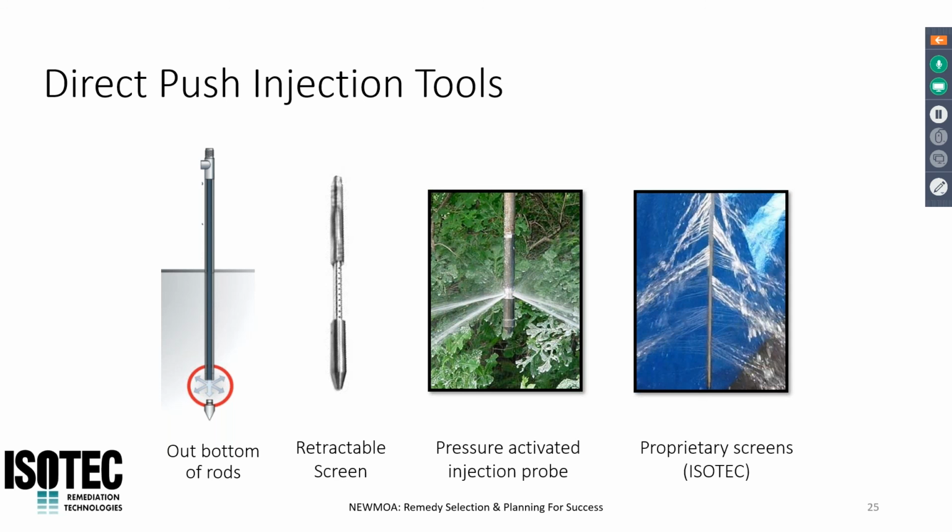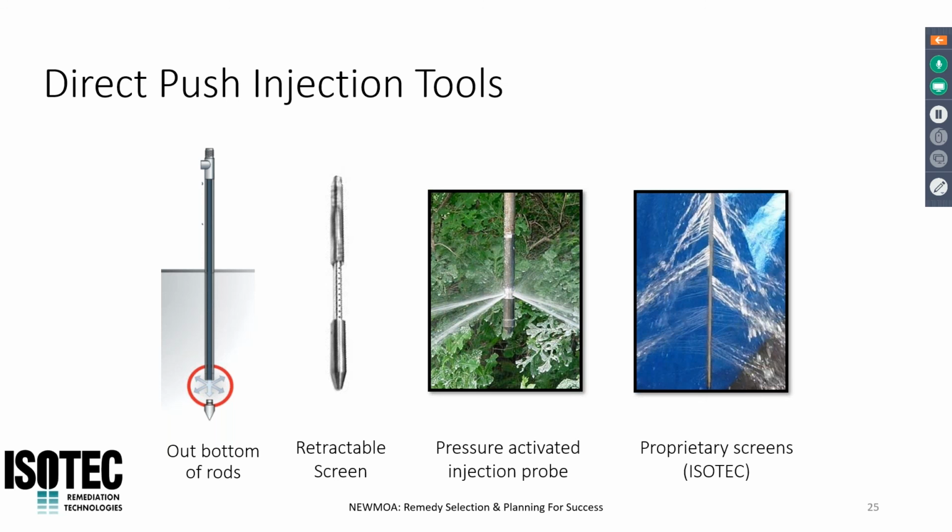There are various retractable screens. These can be good tools, and you want to think about, again, how long those screens are. Sometimes these screens aren't great with really fine-grained materials when the slots get blocked up. There are various pressure-activated tools. These are made by GeoProbe and others. And you can see here, you get these pinholes, and it's shot out in four or five directions, so that's good. You get injection in different directions. And then there's also various proprietary screens. This is just a picture of the screens that IceTech uses.